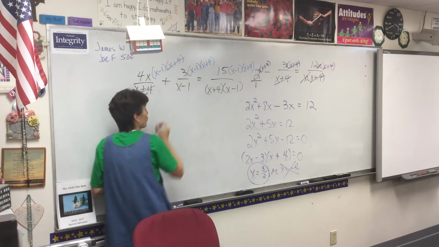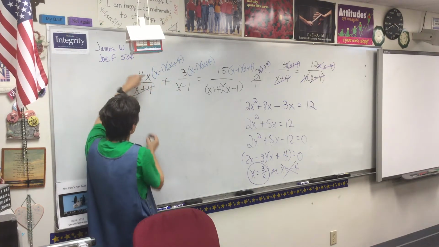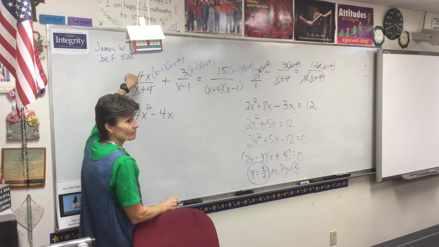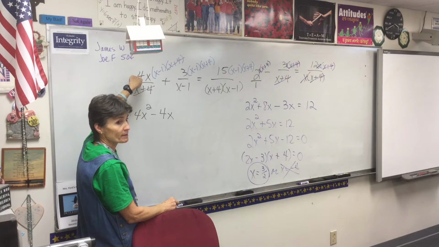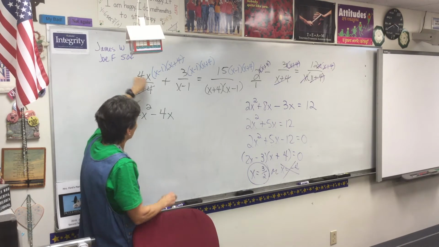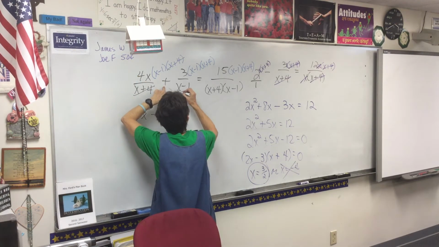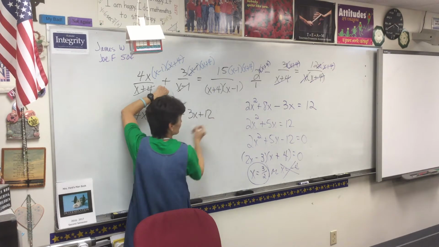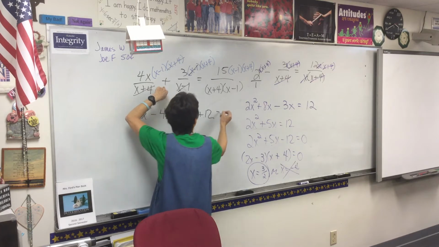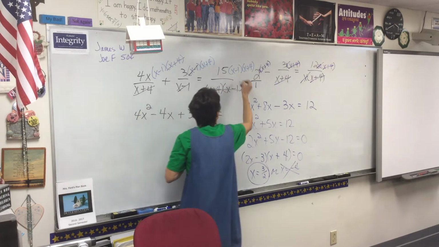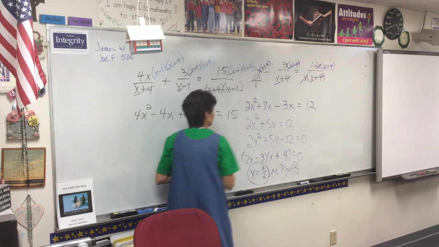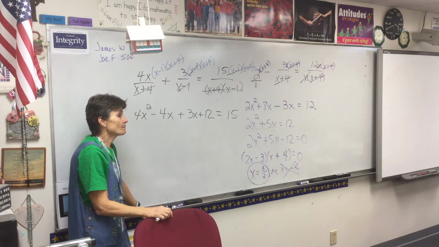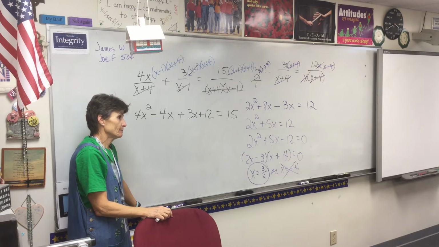The x plus 4s are gone. What do I have? 4x squared minus 4x. Kids, don't forget your distributive, right? Plus, right, now what happens here? 3x plus 12 equals 15. Don't the x's cancel on this? Just a Zion, negative x. Chase, and Jalen.